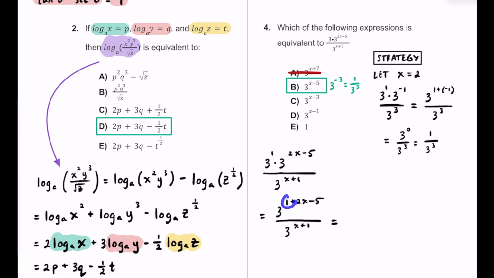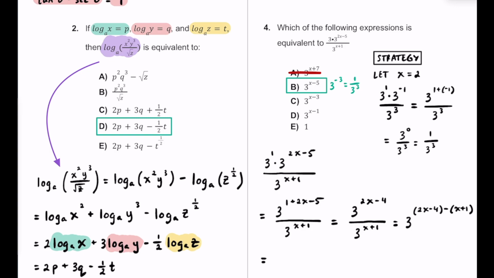Now, if you combine like terms in the exponent of the numerator, we get 3 to the 2x minus 4 power, all on top of this 3 to the x plus 1 power. Then we use our quotient property, which lets us know that if we have the same base of 3 and 3 here, we can simplify this expression by just subtracting their exponents. So this is going to be 3 raised to the 2x minus 4, subtracting this x plus 1. Make sure you put that x plus 1 in parentheses because we're subtracting the whole thing.